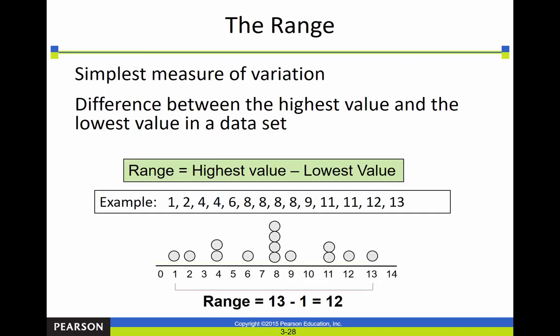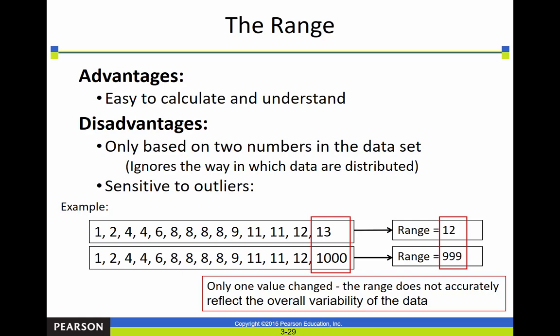So to find the range of a data set, all you do is take the highest value in the data set minus the lowest value in the data set. That's the range. That's it. Of course, the advantage is that it's easy to deal with. The disadvantage is that you're trying to summarize a whole data set based on only two numbers in the data set, and outliers can really throw it off.